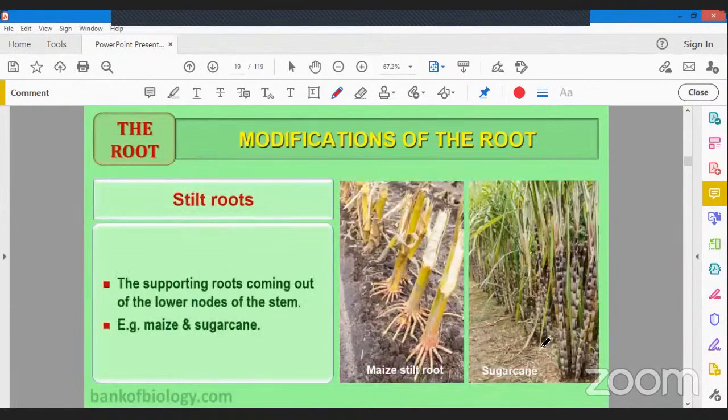Then next, stilt root. Stilt roots are supporting roots that come out of the lower nodes of the stem. Examples: maize and sugar cane. Basically, this will give mechanical support. Done. So sugar cane, maize.